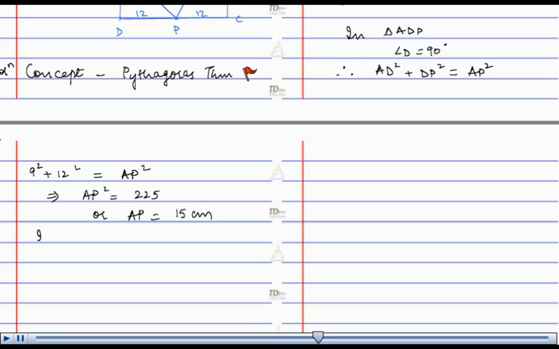Next, consider triangle PQC. In triangle PQC, angle C is equal to 90 degree. Again, applying Pythagoras theorem, we get PQ square is equal to PC square plus CQ square, that is equal to 12 square plus 16 square, that is equal to 400. This implies PQ is equal to 20 centimeters.